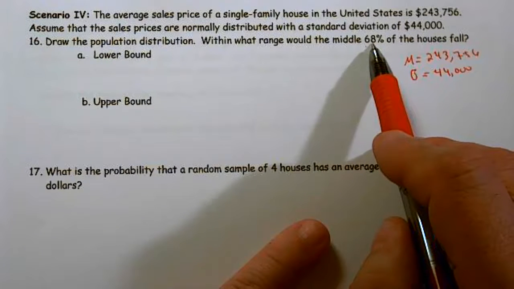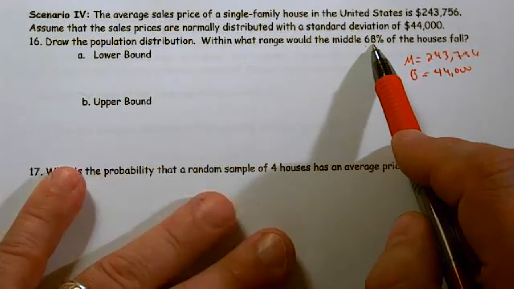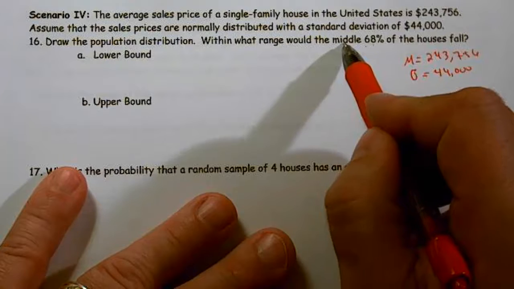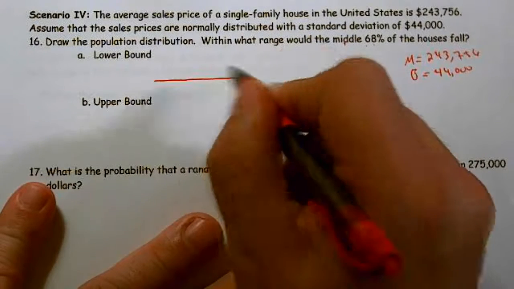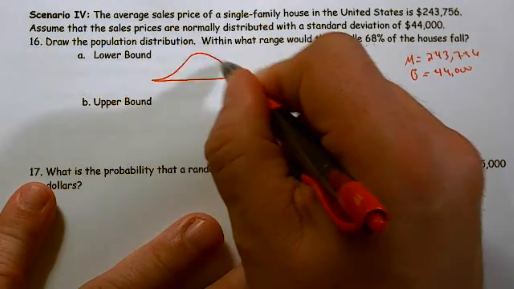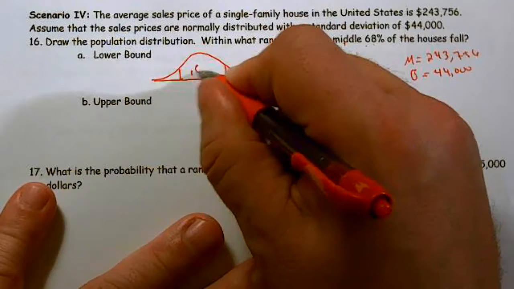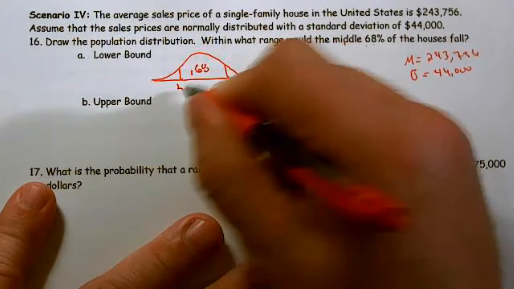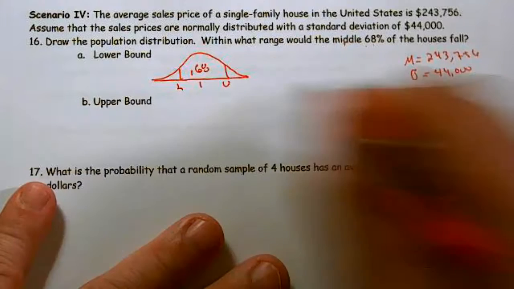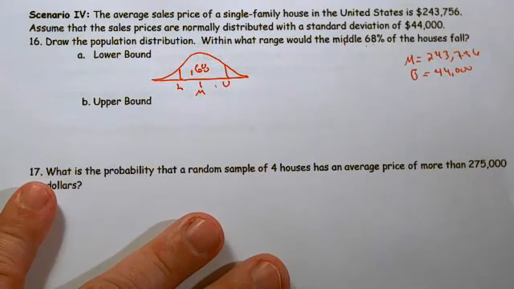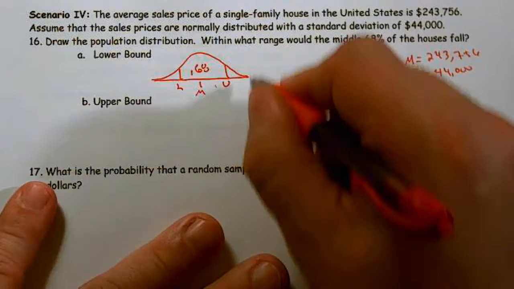Since they gave us an area, a percent, we're probably going to be working with an inverse norm. And we know we're working with the middle, so this is going to be centered. My drawing is going to look something like this. This right here is going to be 68%. We're going to look for a lower and an upper. The mean is right there in the middle, 243,756.